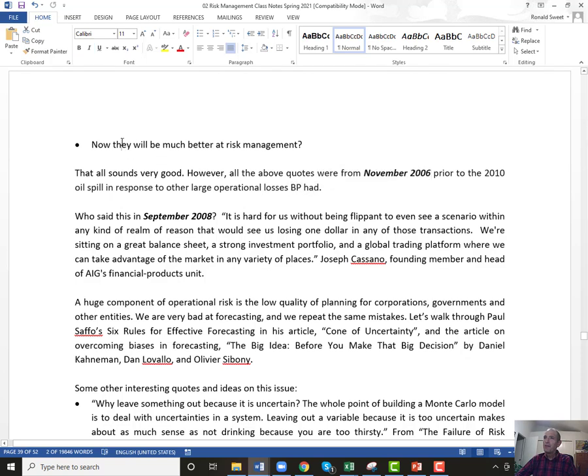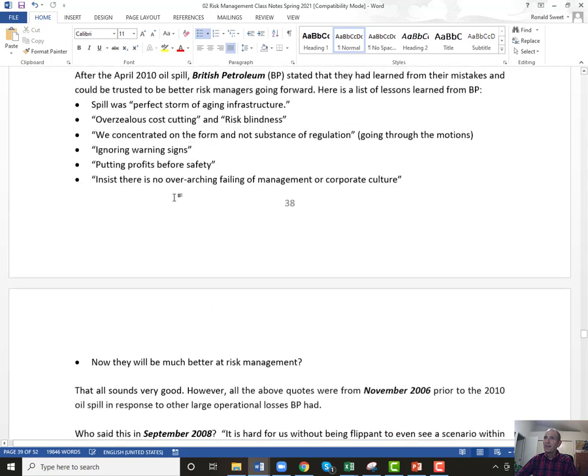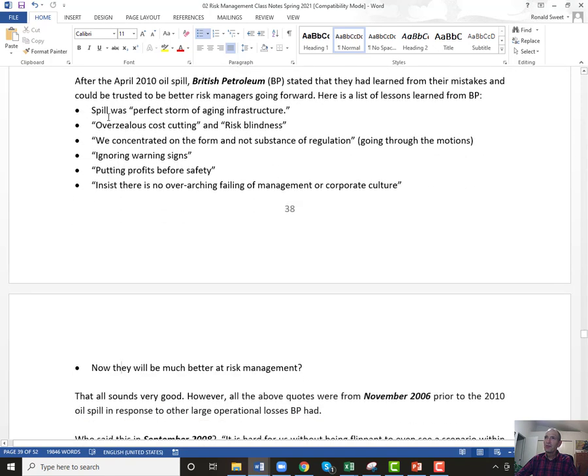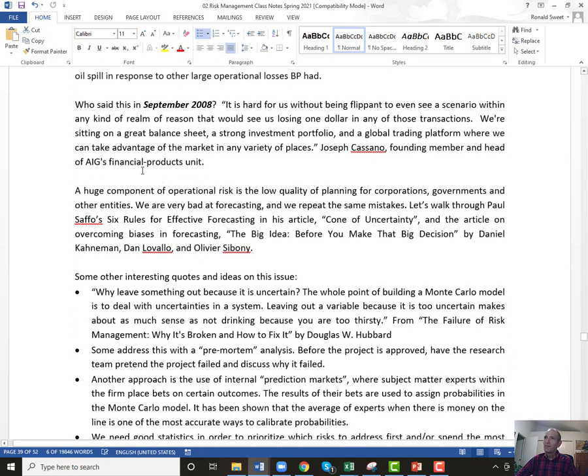So maybe they didn't learn their lesson at all. So, you know, it's possible they did, and they were doing really well, but there's just other things that come up. So I say the spill was, but these are actually quotes from an article about other things. So what about September 2008?